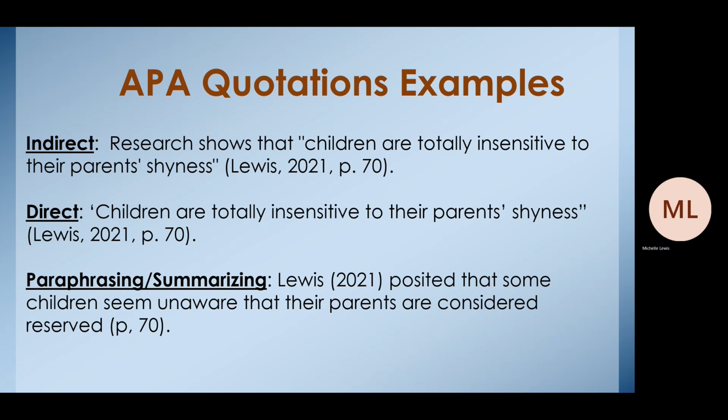Paraphrasing and summarizing. Lewis (2021) posited that some children seem unaware that their parents are considered reserved (p. 70). So you will notice that the author's name starts this sentence, the year of publication immediately after the author name, and the sentence was paraphrased or summarized. At the end of the sentence, the page number appears. So these are 3 examples of APA quotations.